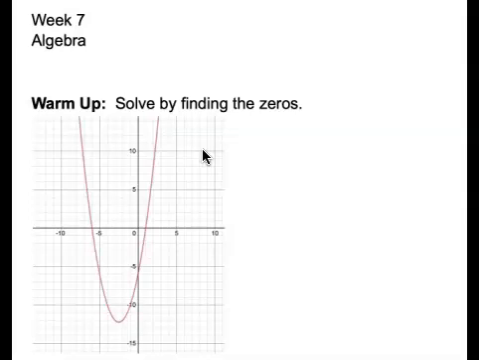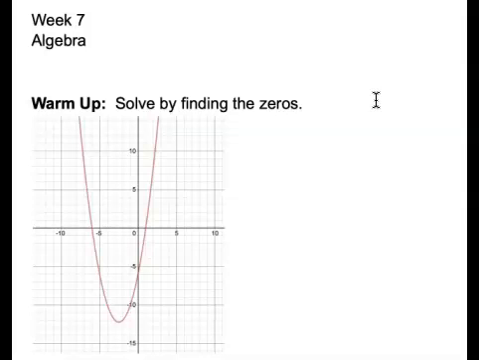Remember, we've been looking at quadratic functions in Unit 6, and we know that when we graph a quadratic function, we're going to get this U shape that we call a parabola. So the graph of a quadratic equation is called a parabola. And we've learned that we can solve for a quadratic function by finding the zeros when we look at the graph of a quadratic function.